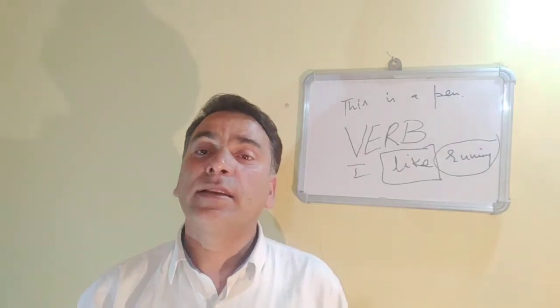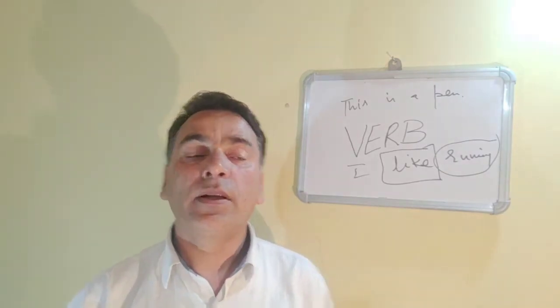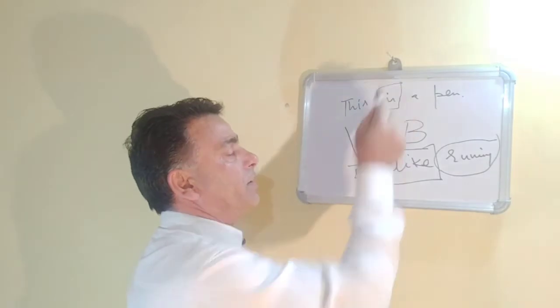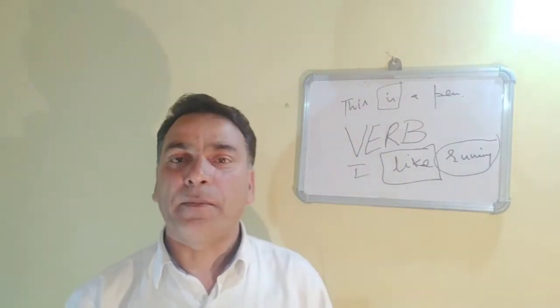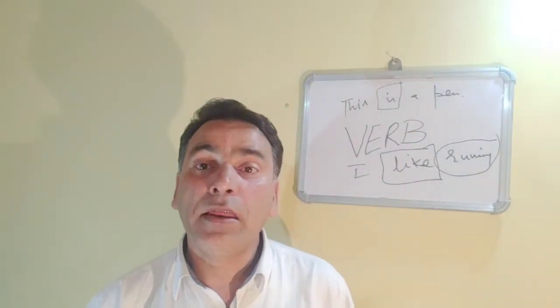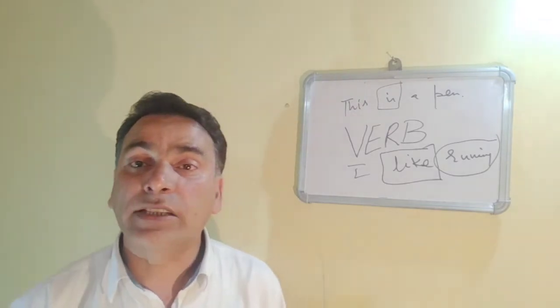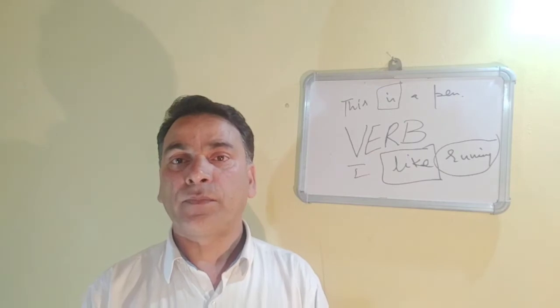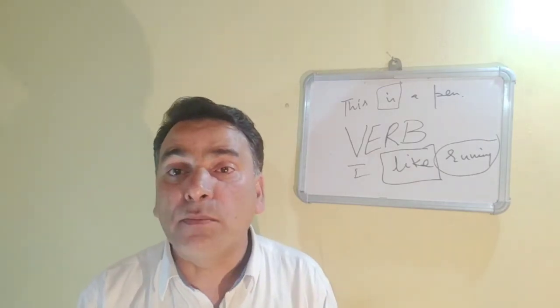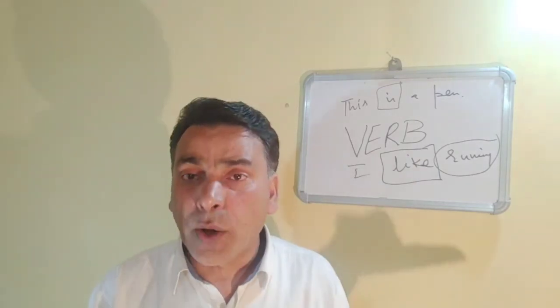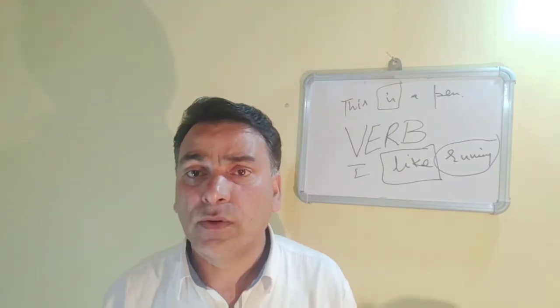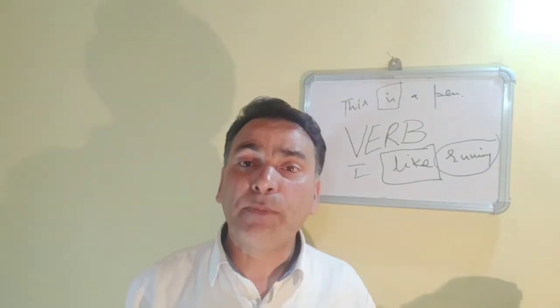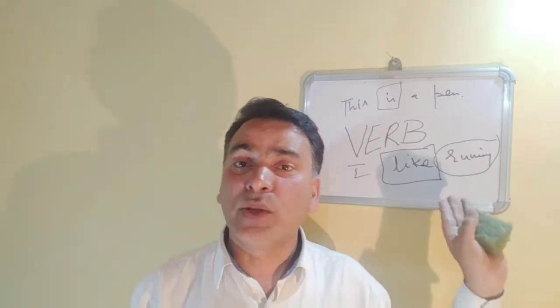Now, which word is the verb here? The word is. Yes, is the verb here. But then again, an intelligent student will definitely ask me that if is the verb here, what is the action performed? No action. Certainly no action. There is no work performed in this sentence by the verb is.